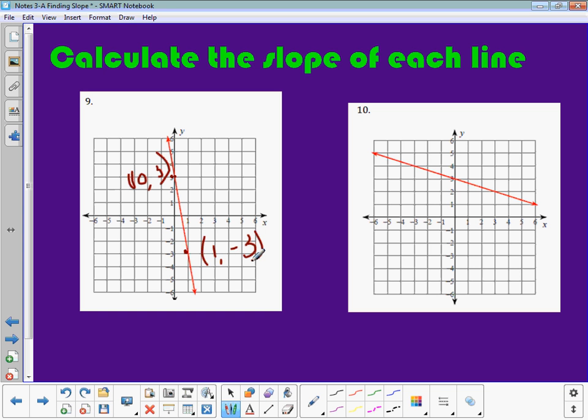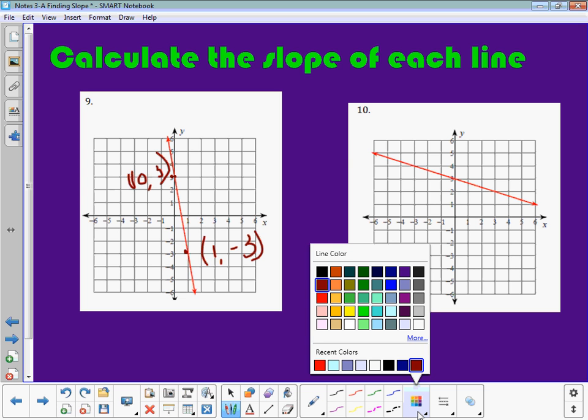Okay, so if you're not understanding something, that's the nice thing about it being on a video, is that you can go back and forth and rewind. So do that if you need to. So let's go ahead and calculate out this slope.